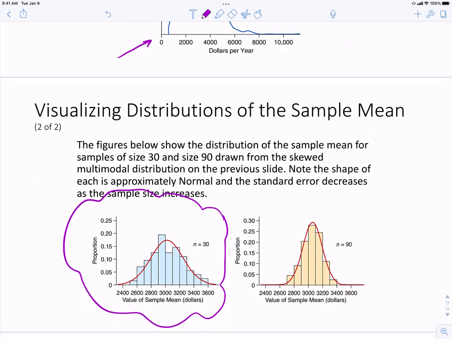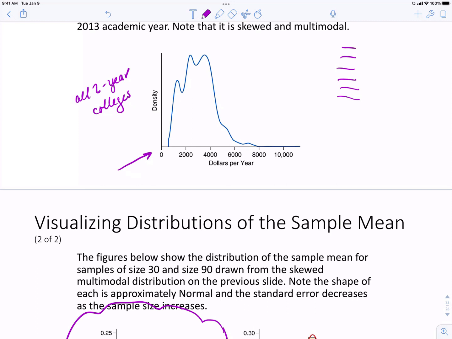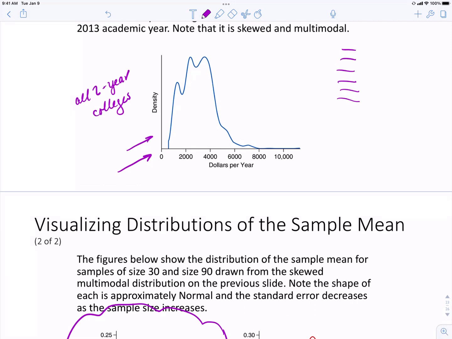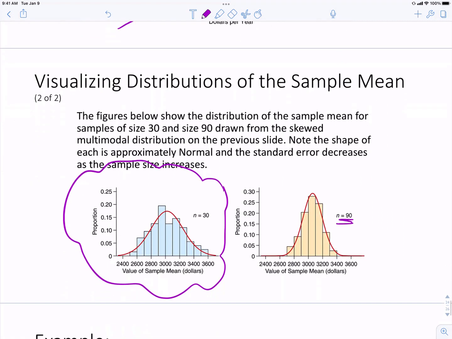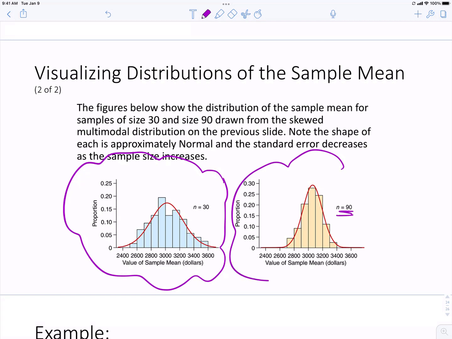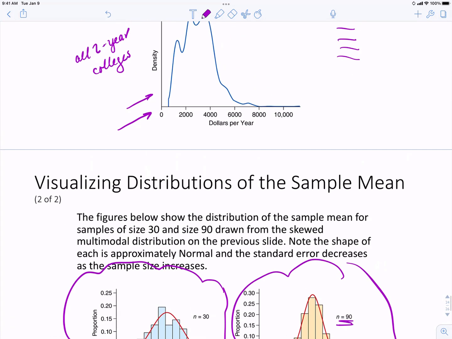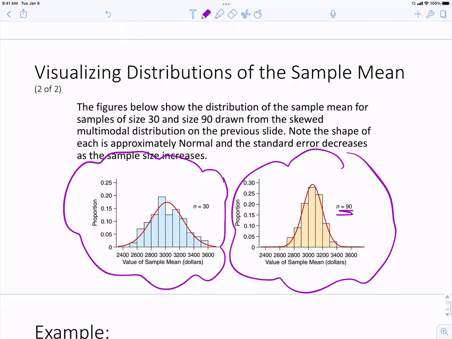In the second graph, we did the same thing, except now, instead of 30 colleges, we took 90 colleges. So we made our sample size larger. We took 90 colleges from this group, we added their tuitions together, we divided, we got the mean, and we graphed it. And we did that over and over and over. Notice the shape of this graph, again, does not resemble the original graph, but instead, it's normal.